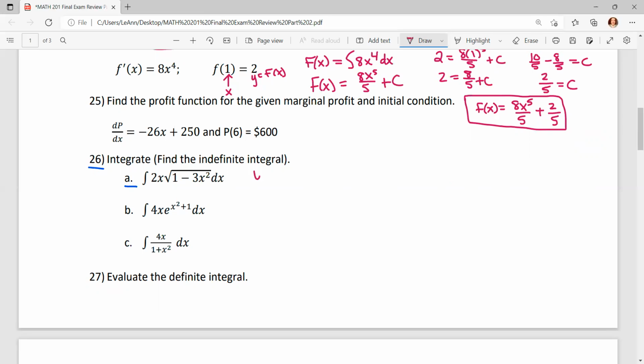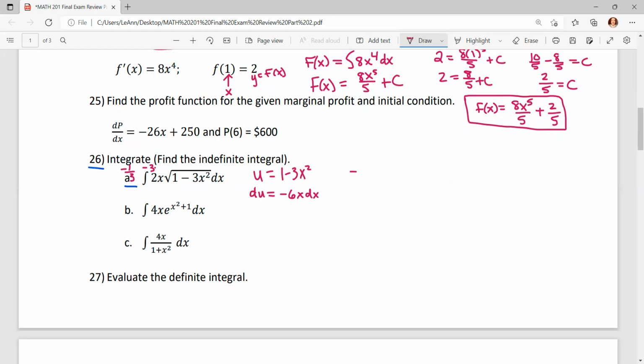So we say, okay, if U is 1 minus 3x squared, then du would have to be the derivative of this. Derivative of 1 is 0. This would be negative 6x dx. Now I have a 2x dx, so I'm close, but I need a negative 6. So I'm going to be multiplying the inside of this by negative 3, which means I have to divide to counter it on the outside, so a negative 1/3.